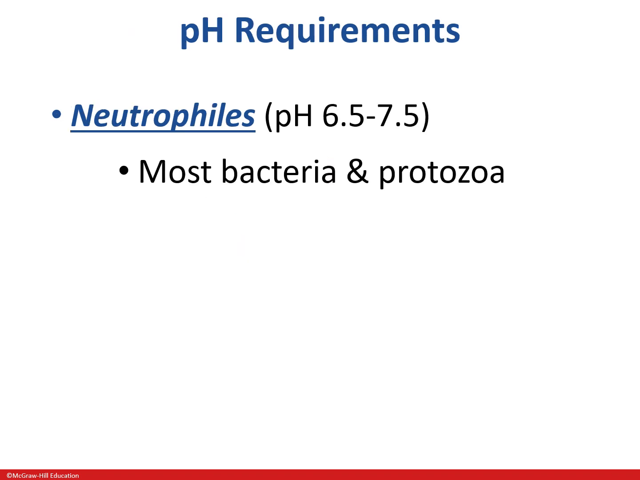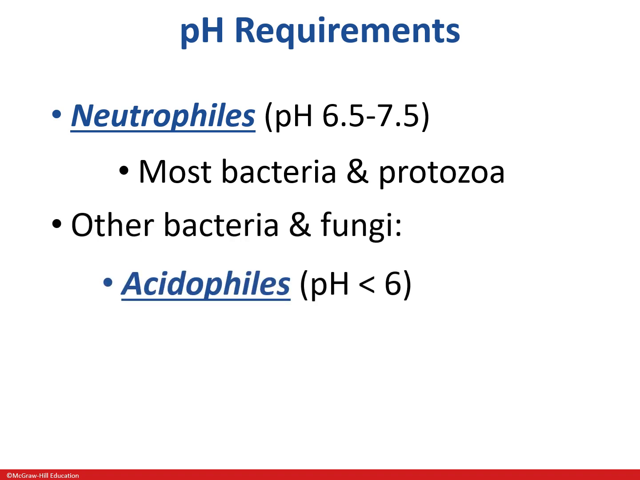pH. Of course, pH is really going to have a dramatic effect on the shape of proteins. Remember, acids can denature proteins, and so most organisms prefer a neutral environment, so we would call them neutrophiles. Some bacteria and fungi can tolerate the extremes, and a lot of these are going to be those archaea if you're talking about bacteria. Acidophiles would be anything below pH of 6.